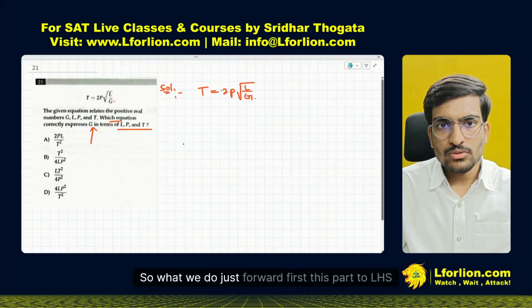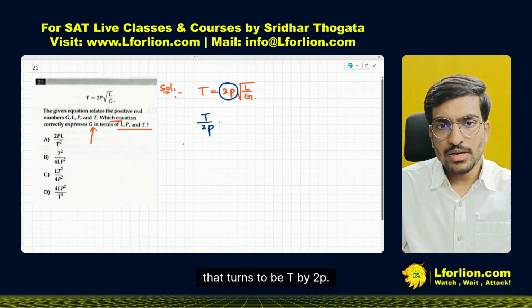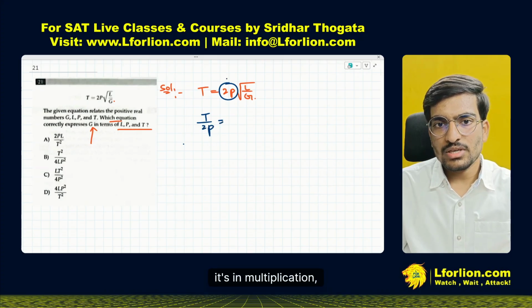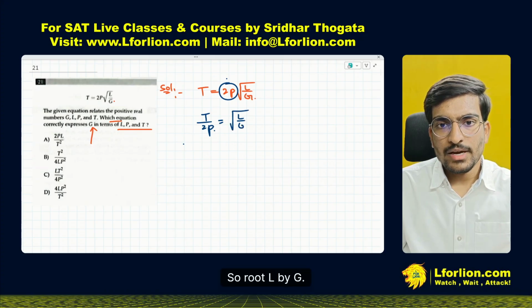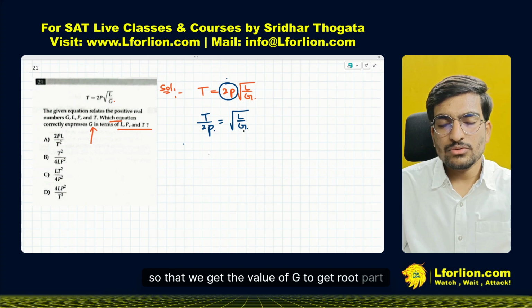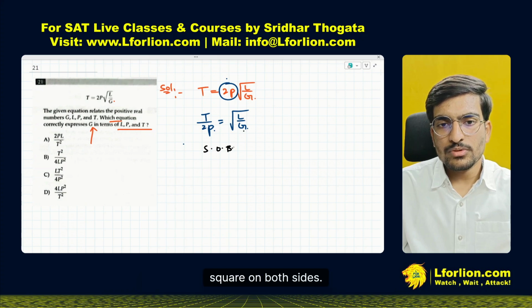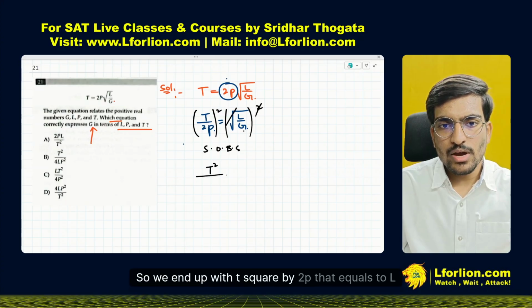So what we do, just forward this part to the LHS. That turns out to be T by 2P. It's in multiplication, so it turns into a division when you forward it. So root L by G. Now we have to remove this root part so that we get the value of G. To get rid of the root, square on both sides. So we end up with T square by 4P square, that equals L by G.